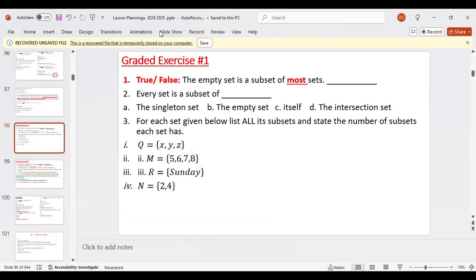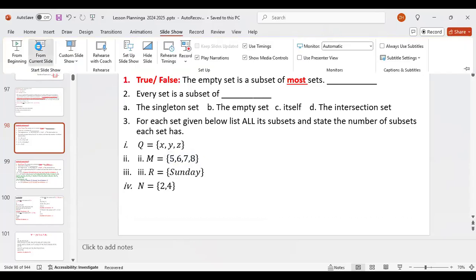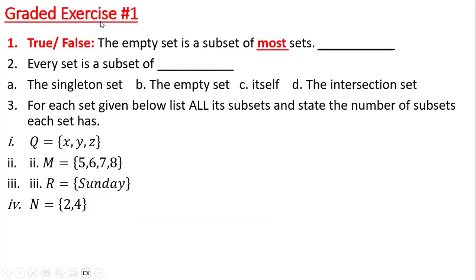Okay, good. So write this down, and I need you to write this down and answer it inside your book. Write down the questions and the answers, right? The first question says, true or false? The empty set is a subset of most sets. True or false? Number 1. Number 2, every set is a subset of which one? The singleton set, the empty set itself, the intersection.